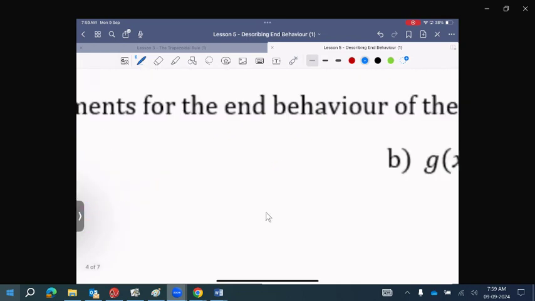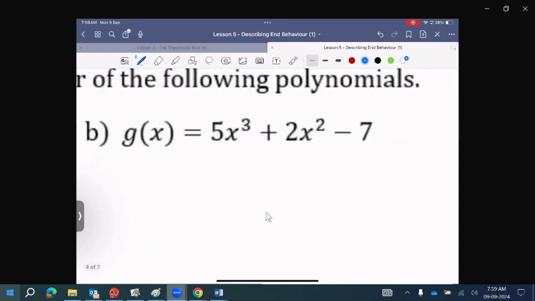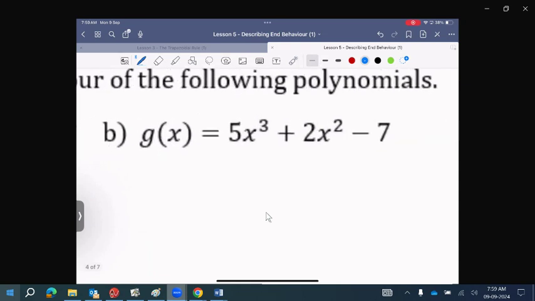Have a go now at this one for yourself. You have 2 minutes for this one.